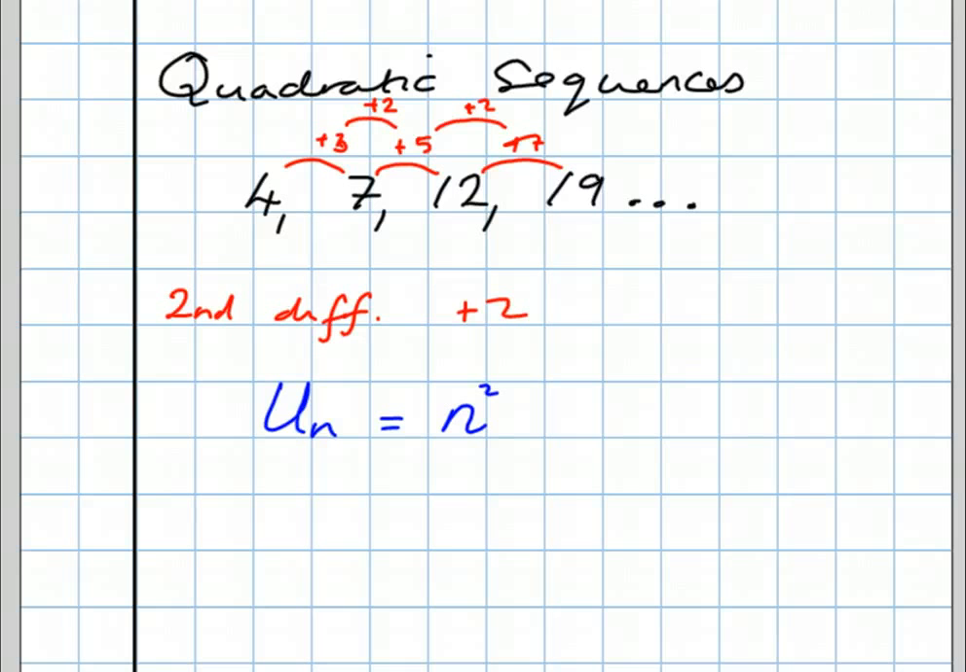Now, how do we work out the term before the first? Well, we have to work out the first difference. We know by the fact that the second differences are +2 that this one must be +1, so the term before 4 must be +3. So the rule is n squared +n +3.